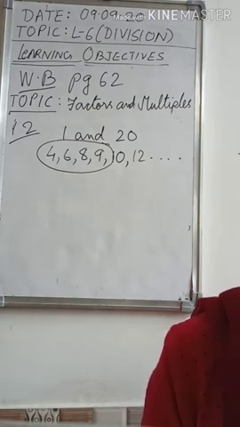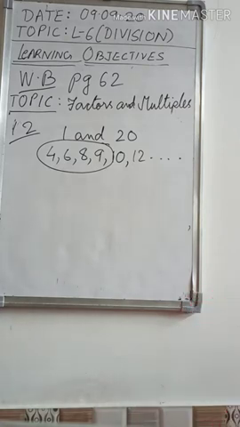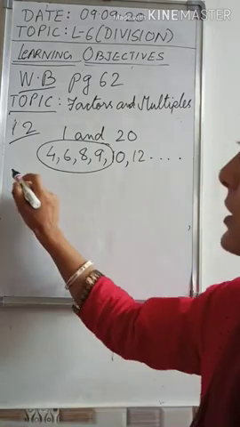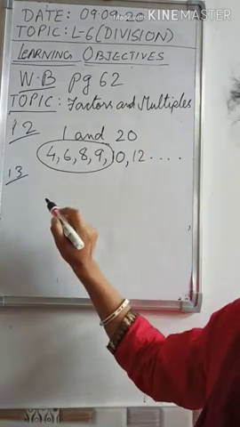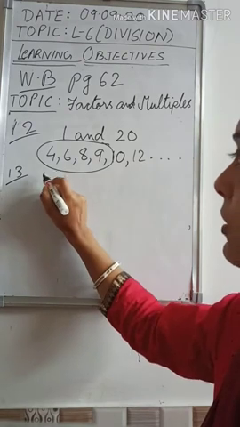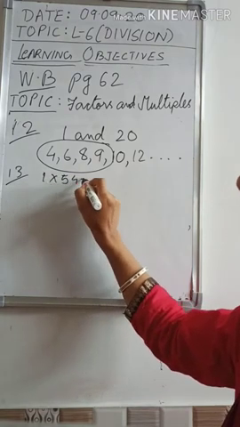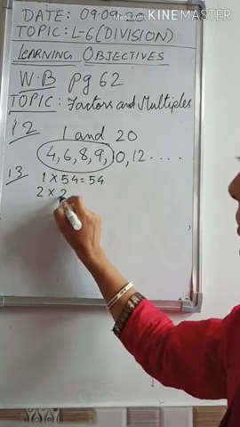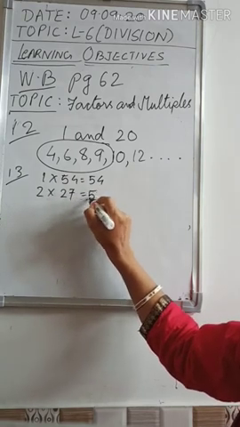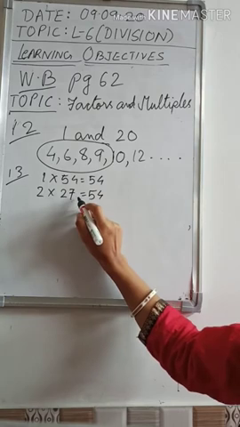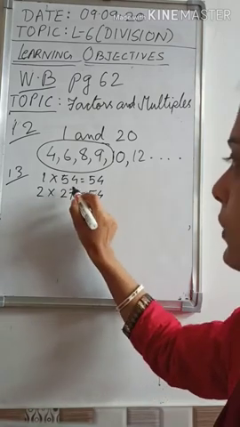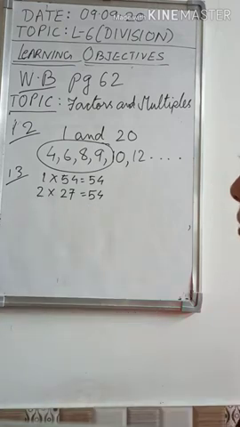So last I am going to do question number 13 and 14. Find the factors of 54 using multiplication. Multiplication we have to do, so do it in the same way. 1 times 54 is 54. In 2's table also you get 54. You can get the other number by dividing the number by the other number. So you can get this 27 if you divide 54 by 2.